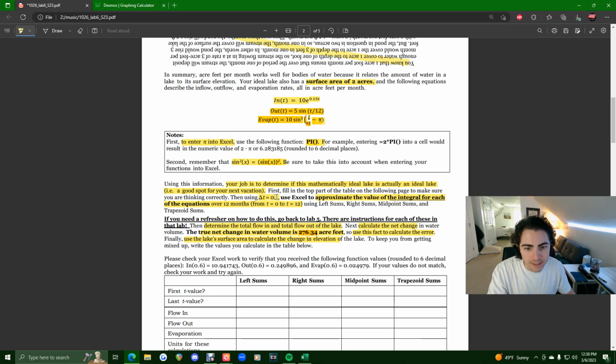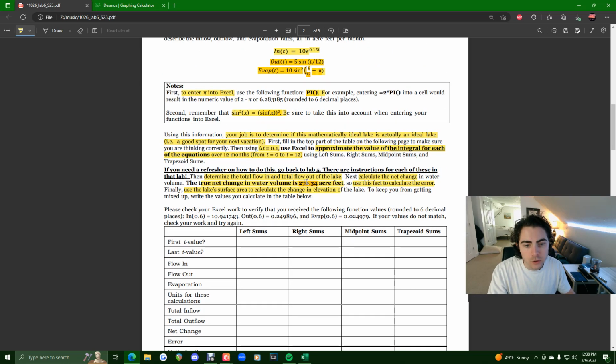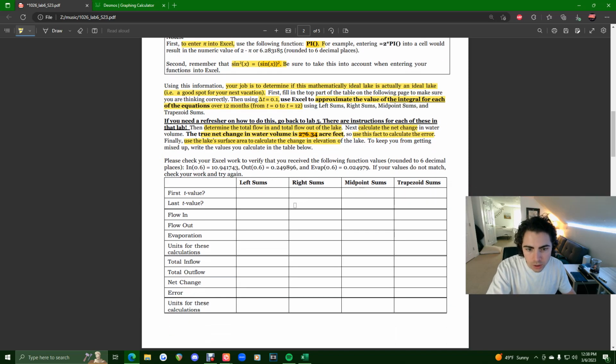Using a step size, a delta t of 0.1, use Excel to approximate the value of the integral for each of the equations over 12 months, 0 to 12. Okay, left, right, trapezoidal, midpoint, sums. They tell us the true net change in water volume is 276.34 acre feet. Use this fact to calculate the error. Use the lake surface area to calculate the change in elevation.